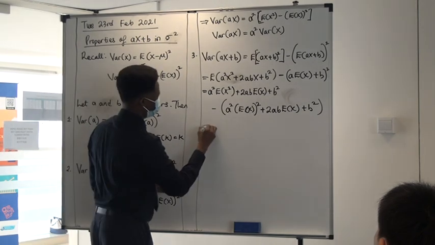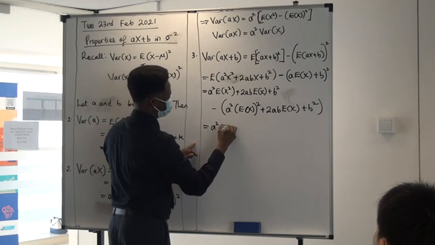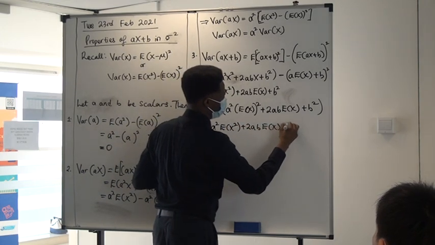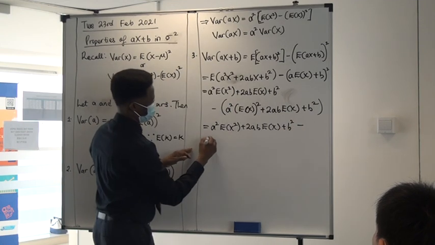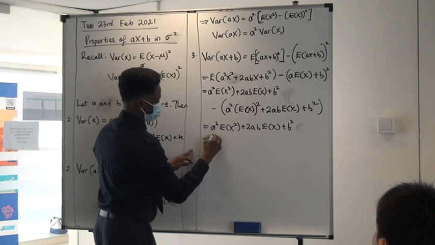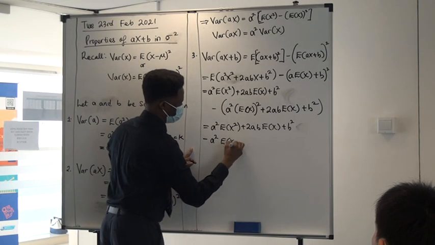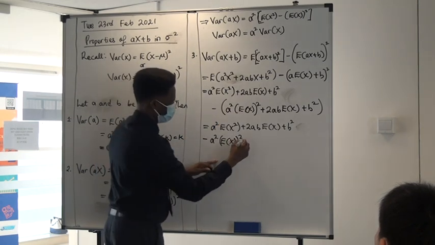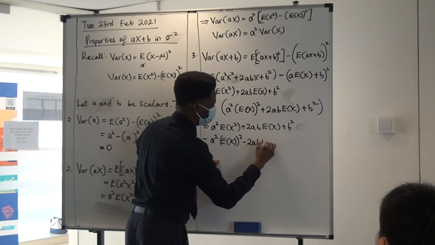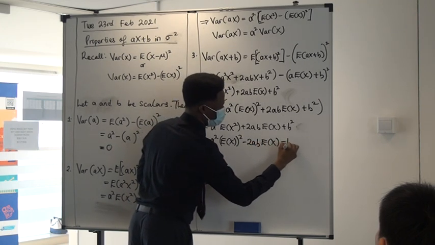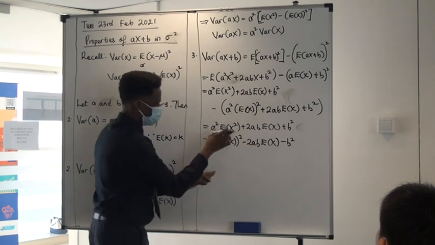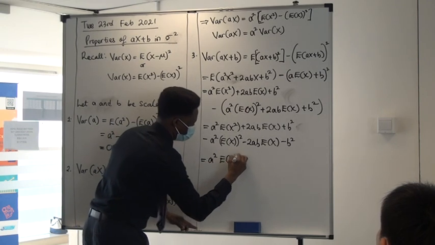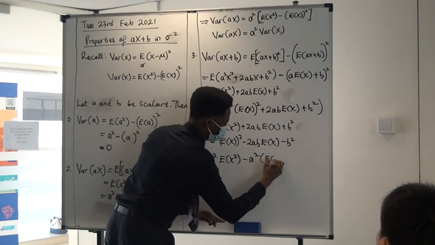So we can open the brackets. We get a squared expectation of x squared, plus 2ab expectation of x, plus b squared, minus, so I put the minus here, a squared expectation of x all squared. That is not going to cancel, right? Then minus 2ab expectation of x, then minus b squared. So the other two cancel, leaving the first two. So we have a squared expectation of x squared minus a squared expectation of x all squared.